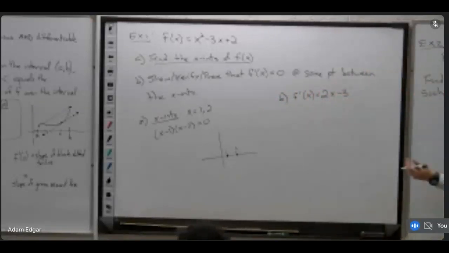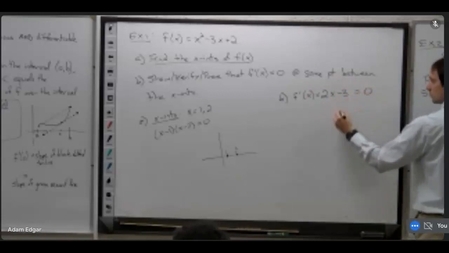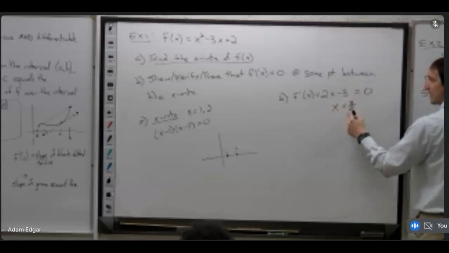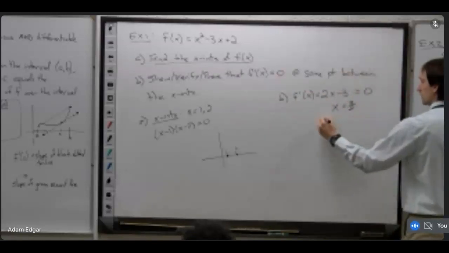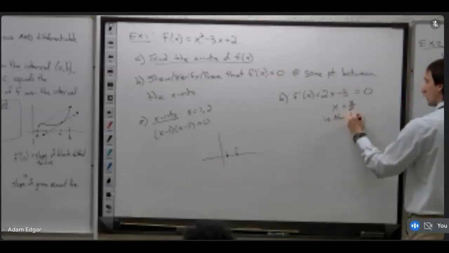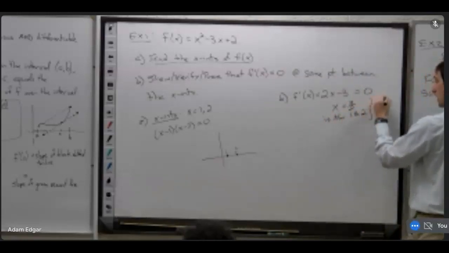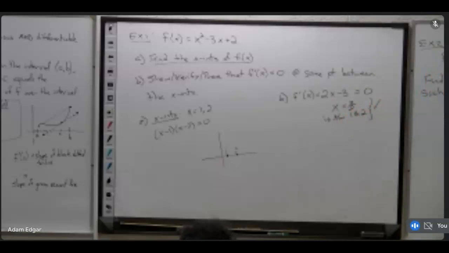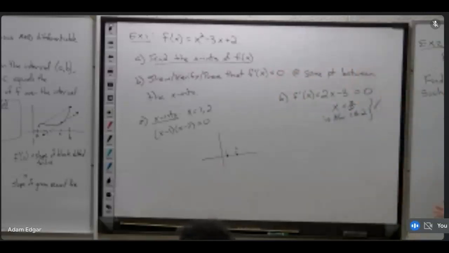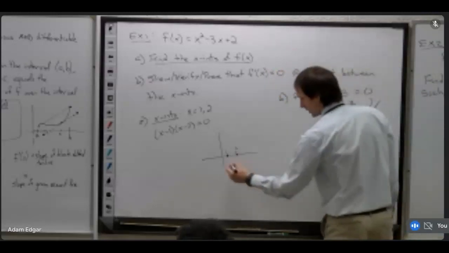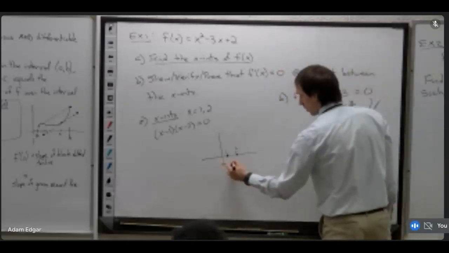What do we do with the derivative? Set it equal to 0. And then what do you get for x? 3 over 2. Is that in between the x-intercepts? Yeah. So that is between 1 and 2. So check, proved it. And if you plug 3 over 2 back into the function, we'd get some y value. Probably it's a little bit negative.